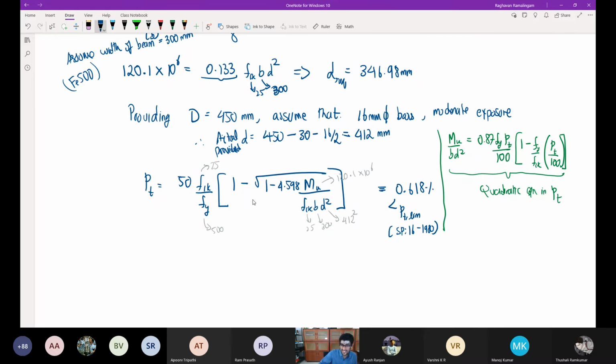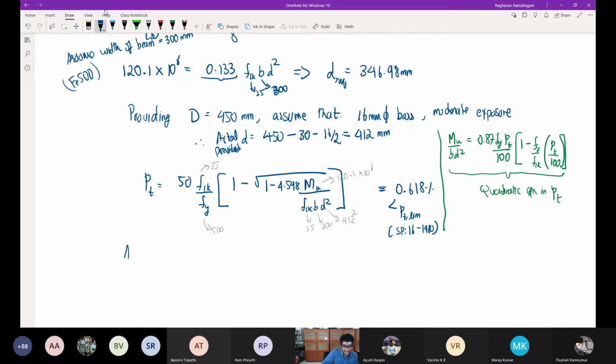If anybody is wondering how this equation comes, it is actually the solution of a quadratic equation in Pt. You can write this as homework. You retain the equation like this: Mu = 0.87 fy Pt by 100 b d square into 1 minus fy by fck Pt by 100. Solve this equation, get the positive root, and see whether it is close to this. You can try this later.